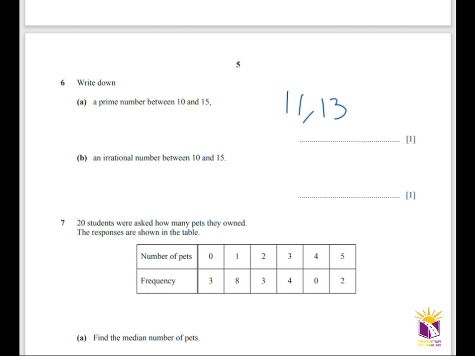An irrational number between 10 and 15. So 10 square is 100, 15 square is 225. So we are going to write any number between 100 and 225 which is not a square number. So we can write 111 square root. This number is between 10 and 15, and it is not a square number. So under root 111.